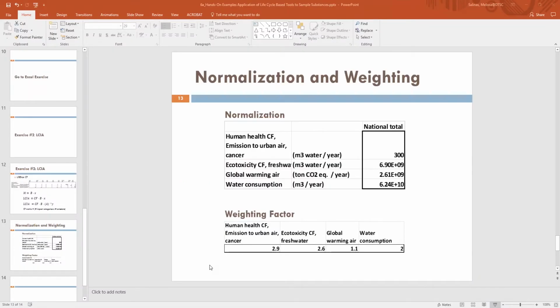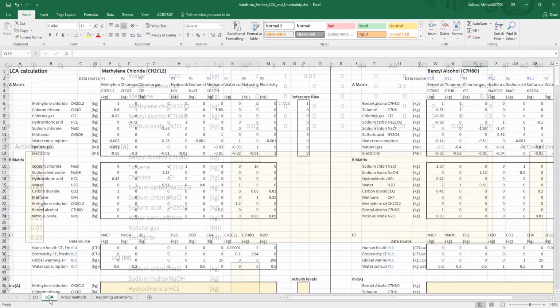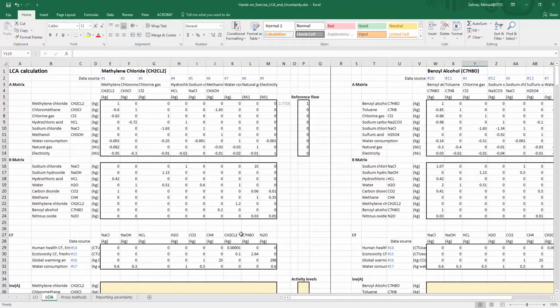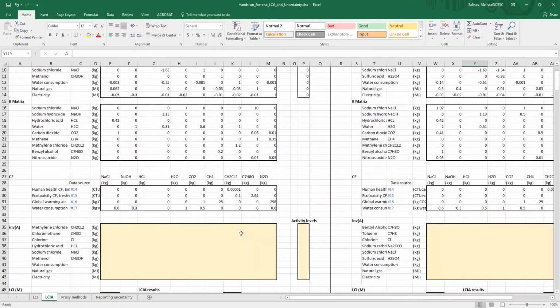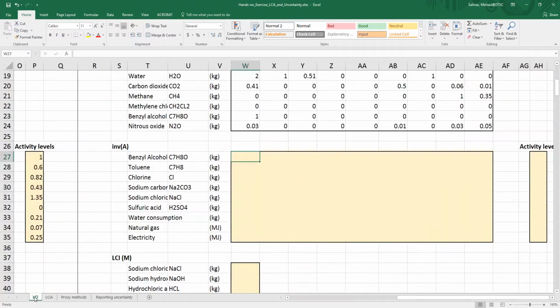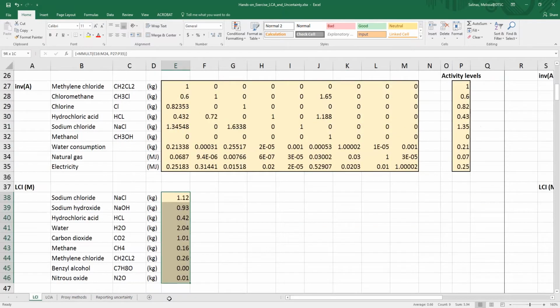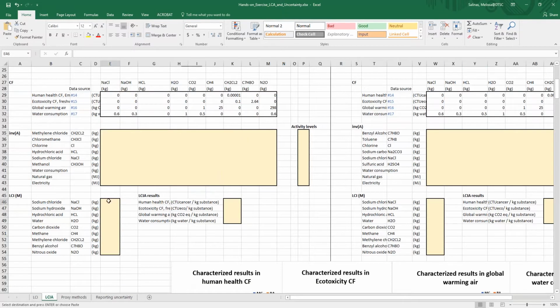So let's go to the Excel spreadsheet once again, and you will see the LCIA tab here. Now, you don't have to recalculate all the inverse and life cycle inventory. You can just copy and paste what you already have calculated here. Life cycle inventory: I will just copy and paste just the numbers in this case, because you don't want to paste the whole equation, as we don't have those numbers here.